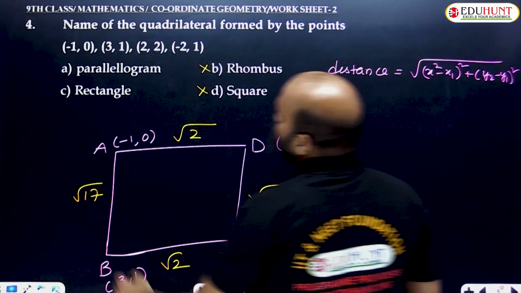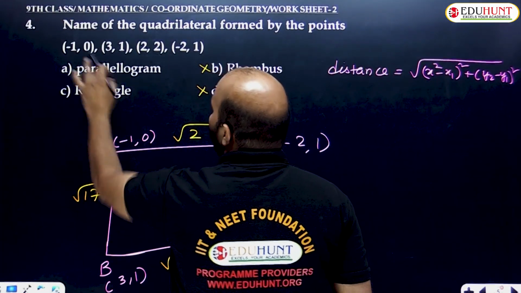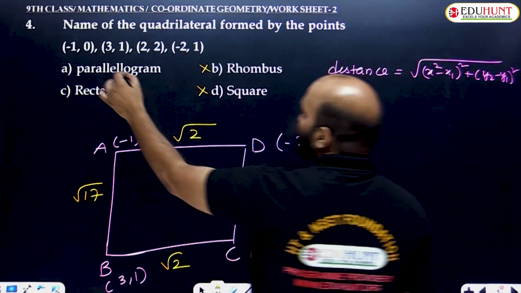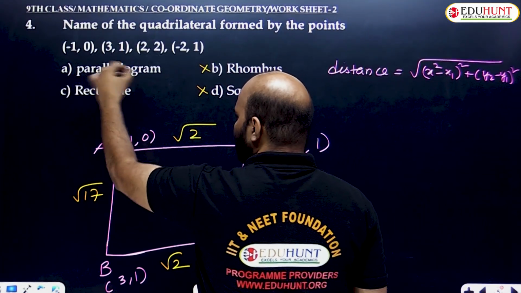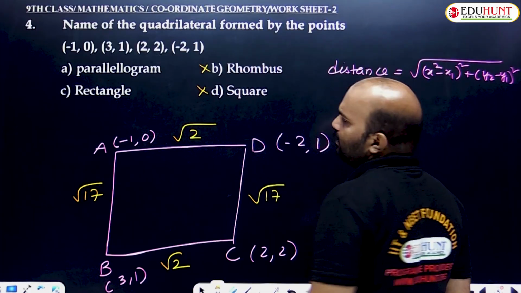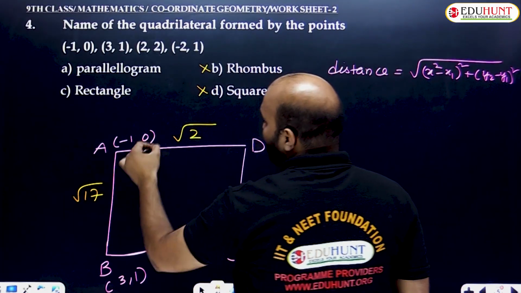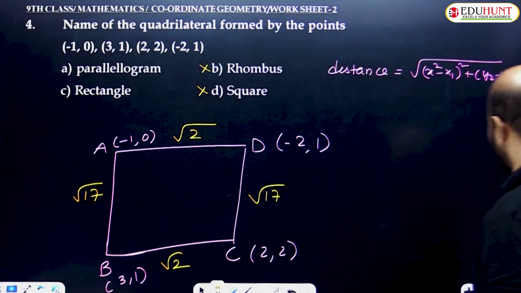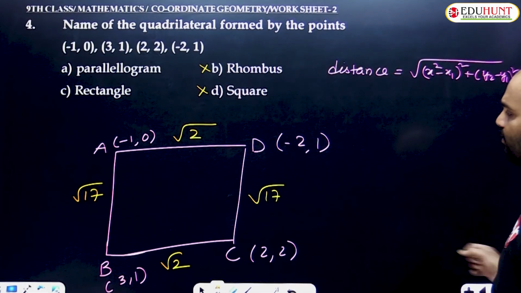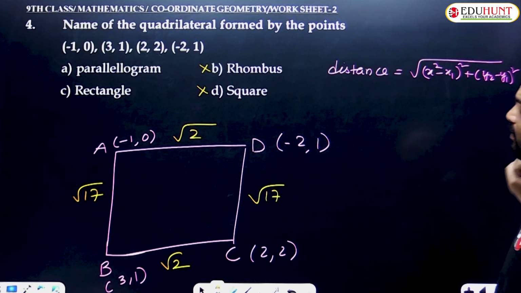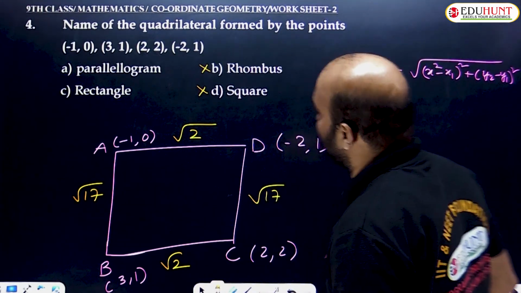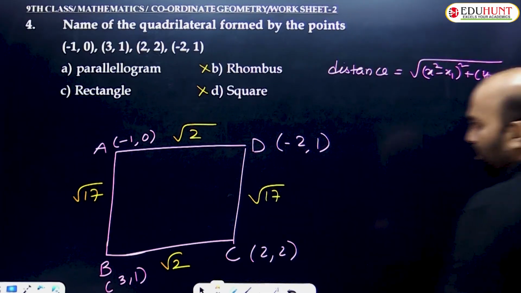Then we have to verify parallelogram and rectangle. What is the difference between parallelogram and rectangle? Opposite sides are parallel and equal in a parallelogram. In a rectangle opposite sides are equal. In a rectangle diagonals are also equal, but in a parallelogram diagonals are not equal. That is a very important point. So again we have to find the diagonals. If you get diagonals equal, that is a rectangle. Diagonals not equal, that is a parallelogram. Am I clear?